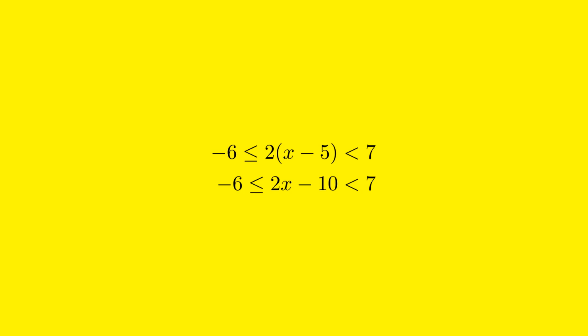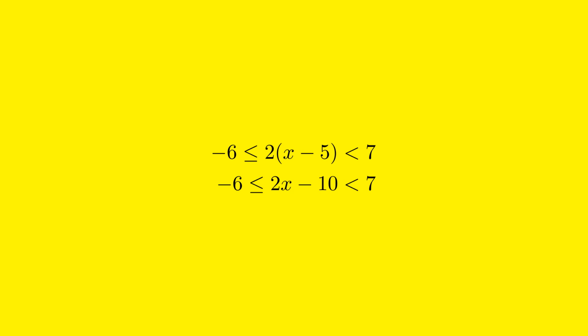Step 1. To solve the double inequality, negative 6 less than or equal to 2 times open x minus 5 close less than 7, we need to isolate the variable x in the middle part of the inequality. First, let's simplify the expression inside the inequality. The expression 2 times open x minus 5 close involves distribution. This means we need to multiply 2 by x and 2 by negative 5. So 2 times x gives us 2x, and 2 times negative 5 gives us negative 10. Now, our inequality becomes negative 6 less than or equal to 2x minus 10 less than 7.